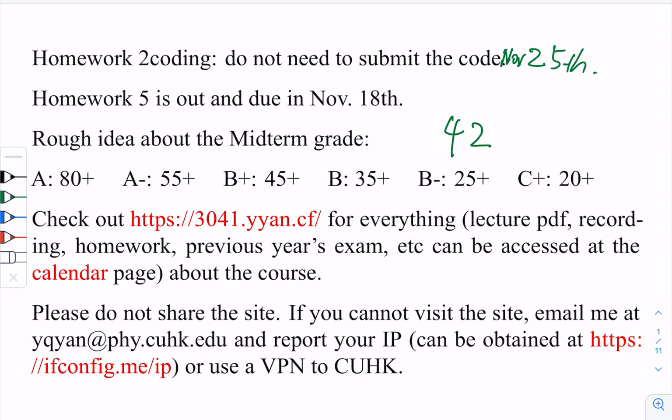I hope some of you who are below 20 already received the email from me, and please check your emails and see if you can talk to one of the TAs to find some ways to improve. So if your final improves, there is still a very large chance that you will pass the course. And if I don't see any improvement, then you might fail this class.